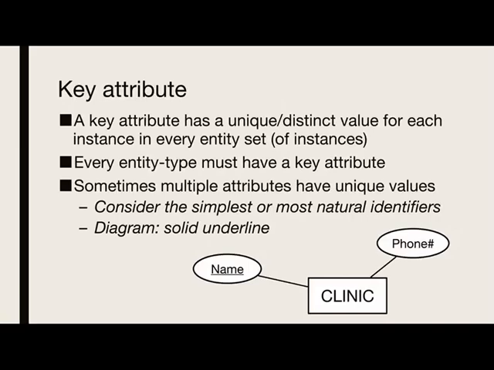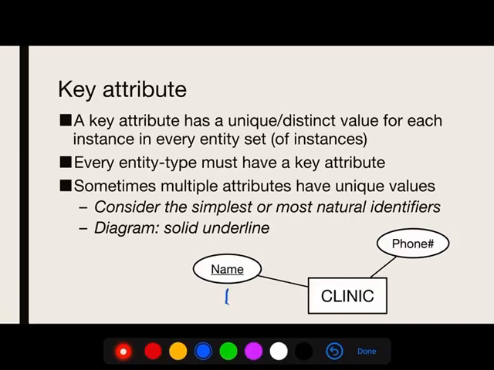For example, for a clinic in a company of clinics, of course, the name would naturally be unique and be the identifier of the clinic, whether it's the downtown clinic or the Riverside clinic. So here I've shown name as the key attribute by underlining it. Obviously, the phone number would be unique for each clinic, but we don't really think of phone number as the identifier of that clinic. So here we're just showing name.